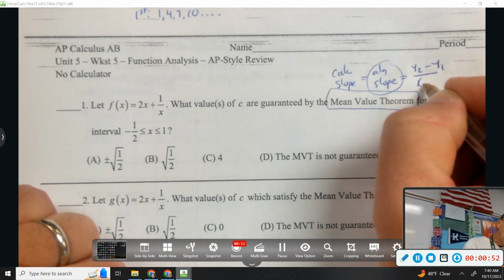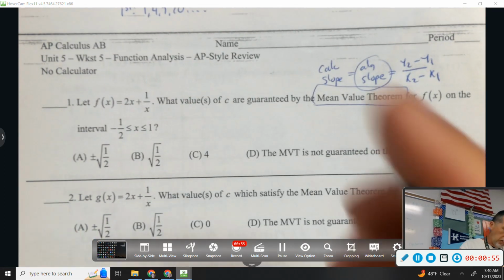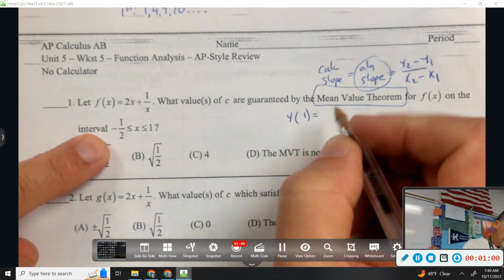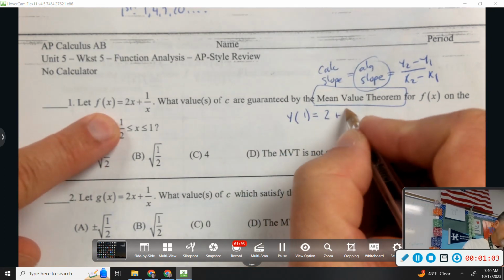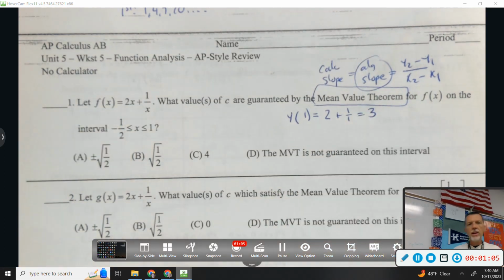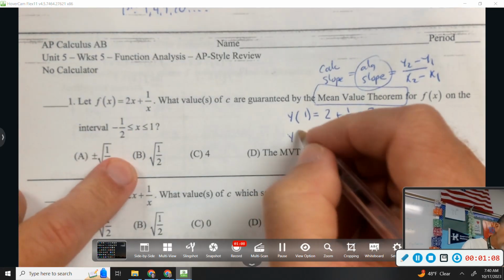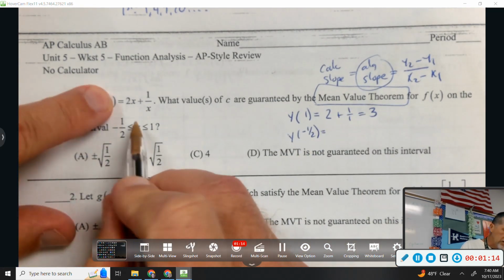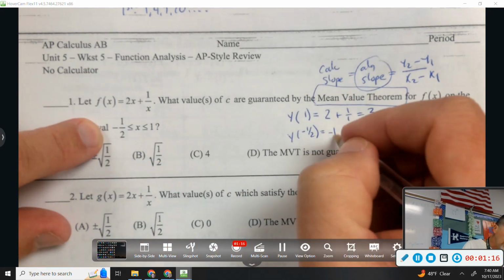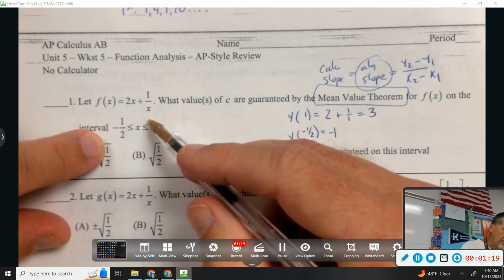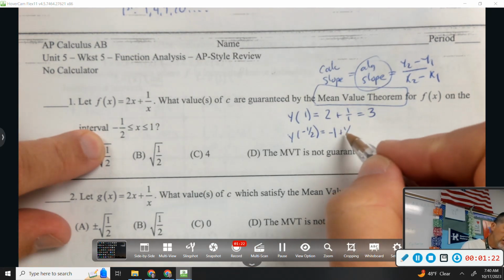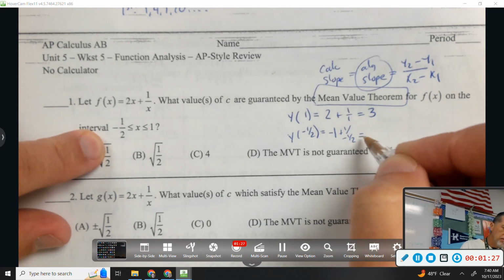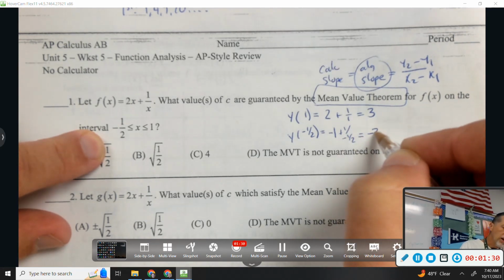y2 minus y1 over x2 minus x1. So got a little bit of an algebra problem here. So y of 1 would be 2 plus 1 over 1, that would be 3. y of negative 1/2, that's kind of annoying, but maybe it'll work out. 2 times negative 1/2 is negative 1. 1 over negative 1/2 would be negative 2. Yeah, just flip the 1/2 and get negative 2. So we get negative 3.